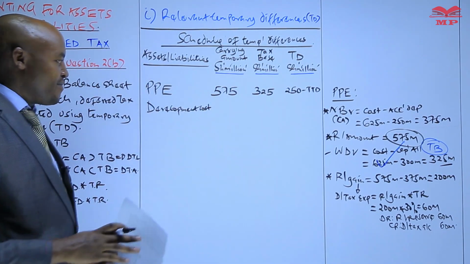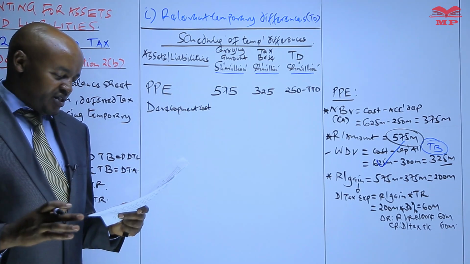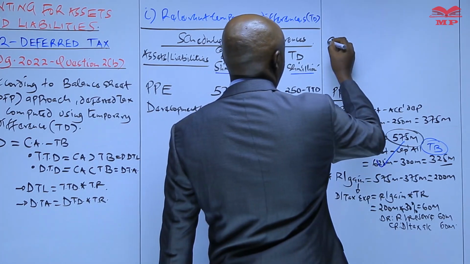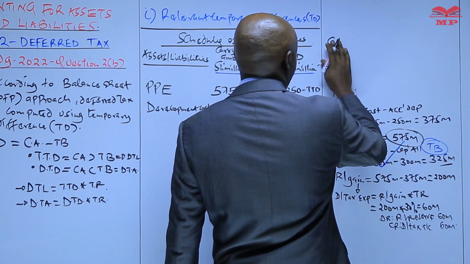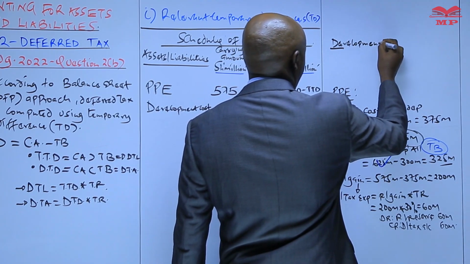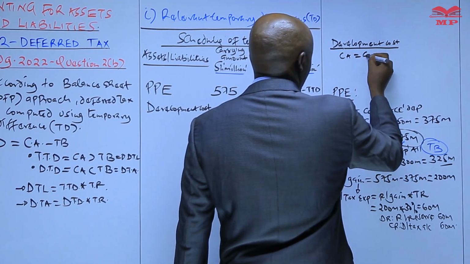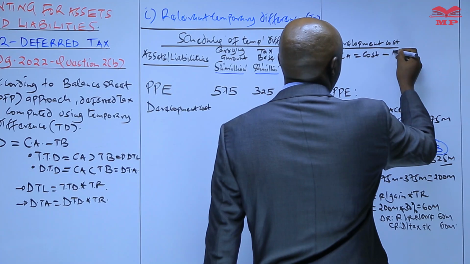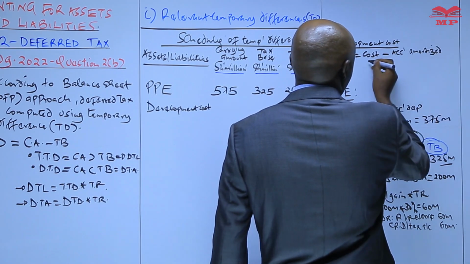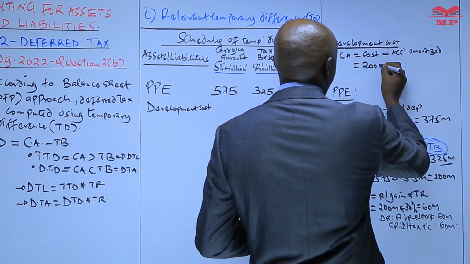Now, the carrying amount, or basically the amount at which this particular development cost will be recorded in the company's statement of financial position, is always equal to the cost minus the accumulated amortization. Amortization is the amount which has been written off. So we know the cost is 200 million.